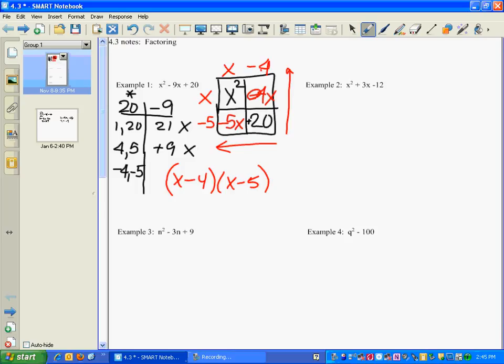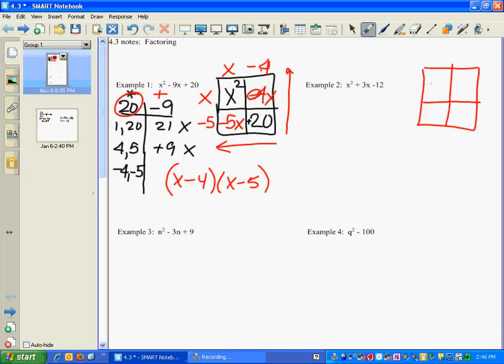Works always and forever. 2 terms or 3 terms? Yes. Yeah, not if we have 4 terms. We use a different method for 4 terms, and only for squared. Okay? Yes. What are my factors of 20 that when I multiply them together give me 20, but when I add them together I get negative 9? Okay? All right, here we go.